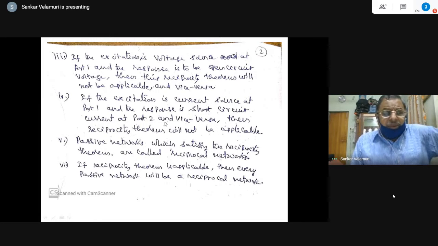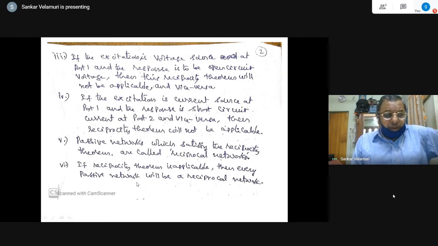Similarly, if a current source is chosen, then take the short circuit current at port 2, and vice versa. With a current source at port 1, you should not take the open circuit voltage at port 2. Similarly, at port 2, if you have a current source, you should not take the short circuit current at port 1. So that is the meaning of these statements. Points 3 and 4 only show that it is not possible. I have taken some examples also. So a passive network which satisfies the reciprocity theorem is called a reciprocal network.